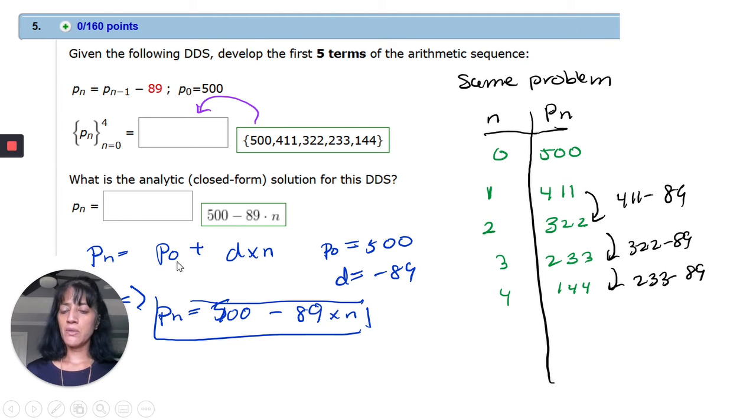What's the general solution? Well, I wrote the d and the n the other way this time, so it looks the same. But it's p0 plus d times n. D in this case is minus 89. P0 is 500. You chug it in. You don't need to be a rocket scientist to see that, because you can actually say, well, I know how to get from the 0th one to the 4th one because I have to subtract 89 4 times. So it's kind of obvious from the table that's what you're doing.